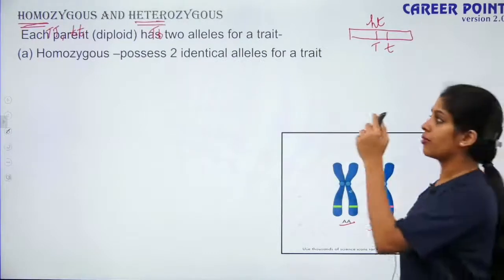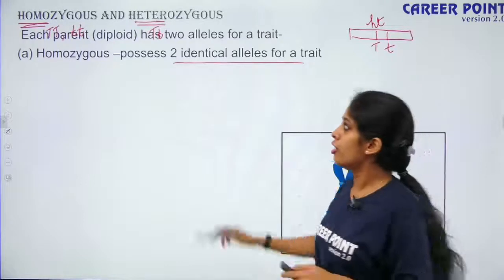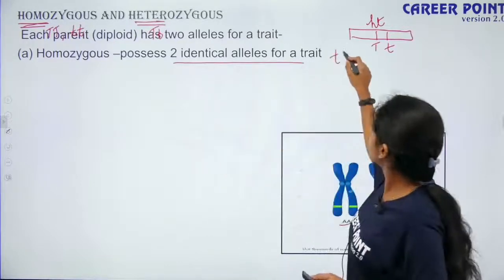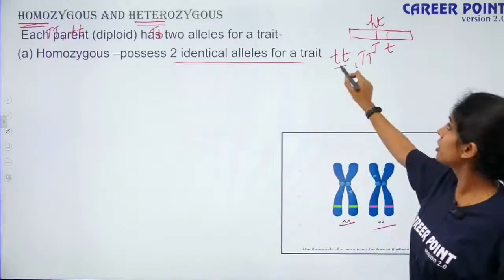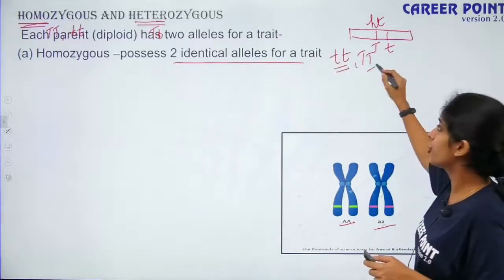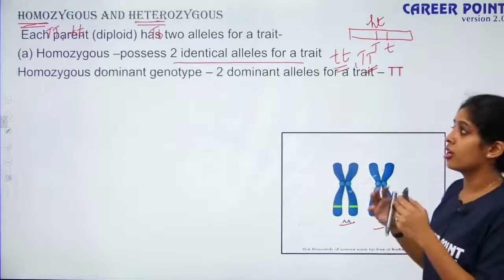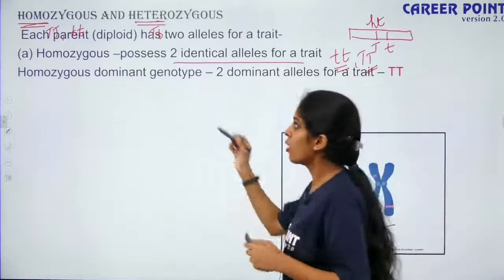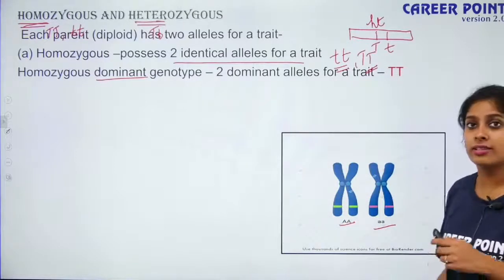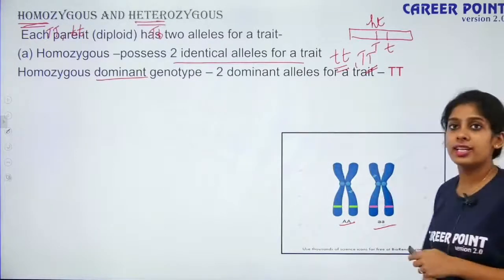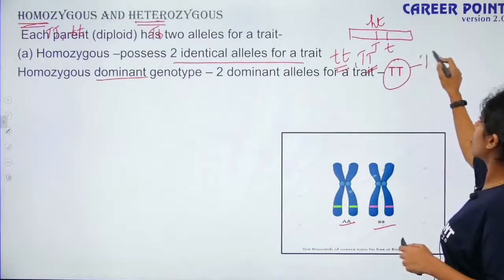Now defining homozygous for you: it possesses two identical alleles for a trait. For example, when I say TT, capital T, both the alleles are identical. Both can be lowercase, both recessive, or both dominant. This condition is called homozygous. Now what is heterozygous? Before we go into heterozygous, we have homozygous dominant. When I write two dominant alleles together, it is called homozygous dominant, that is two dominant alleles for a trait. Now this will code for the tallness of a plant.